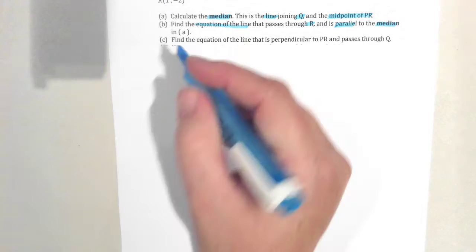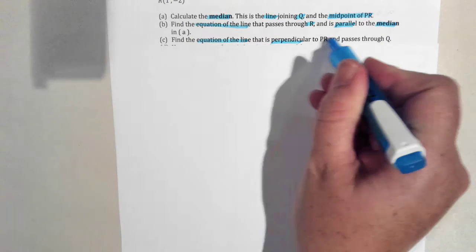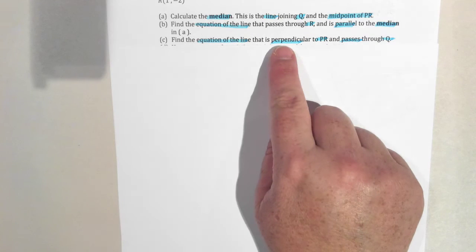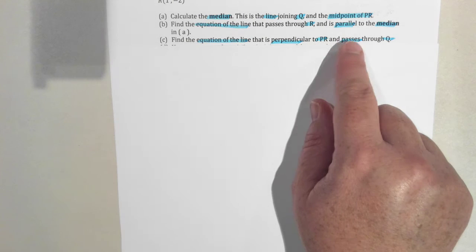Let's have a look at question 5c. It asks us to find the equation of the line that is perpendicular to PR and passes through point Q. Okay, so let's break that down. It's got this word perpendicular in there. What does the word perpendicular mean? Perpendicular means something is at right angles. So we're talking about a line that is perpendicular to PR and it's passing through Q.